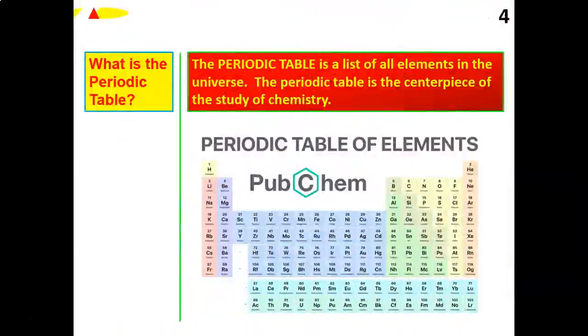All right, so what is the periodic table? The periodic table is a list of all the elements in the universe. The periodic table is the centerpiece for the study of chemistry. What is truly amazing about the periodic table is that every substance in the universe, every pure substance, is on that little table right there. There's nothing that's been left off.